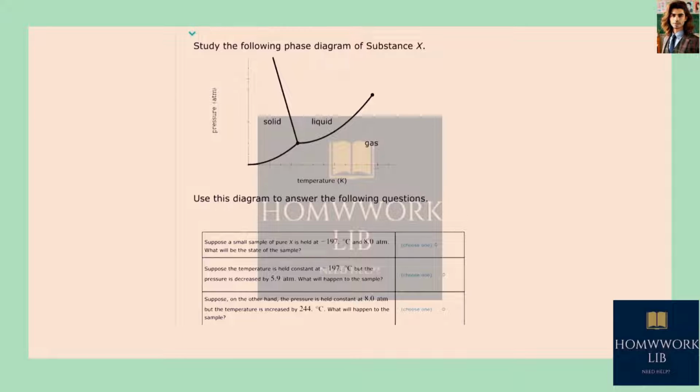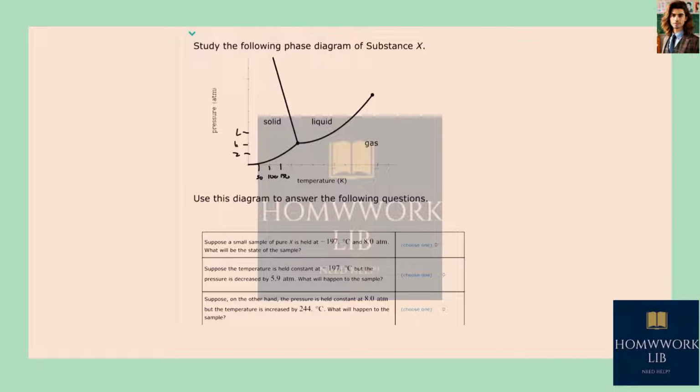Over here we're going to have the phase diagram for substance X, in which we are shown the different lines for the equilibriums between the states of matter. As you can see, the scale for temperature increases by 50, 100, 150, and so on. And in terms of pressure, it goes 2, 4, 6, 8, and so on.